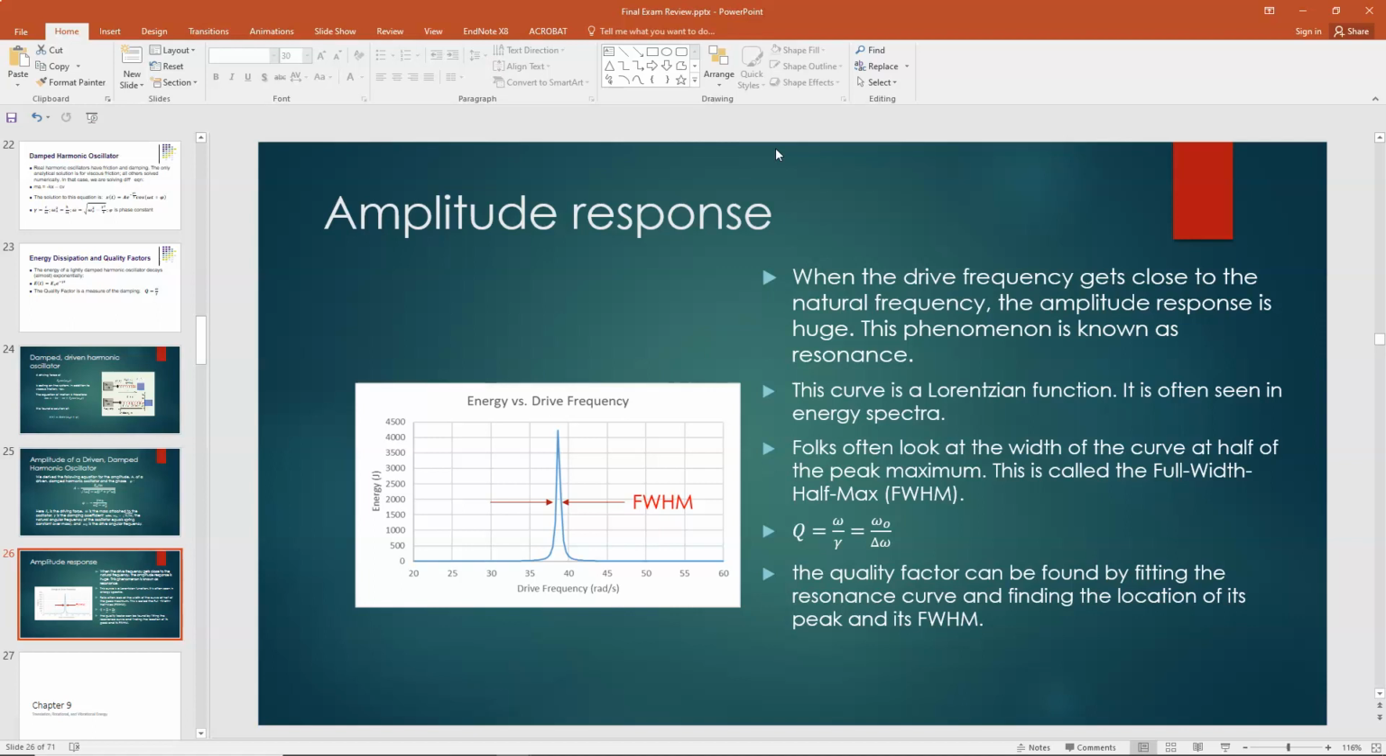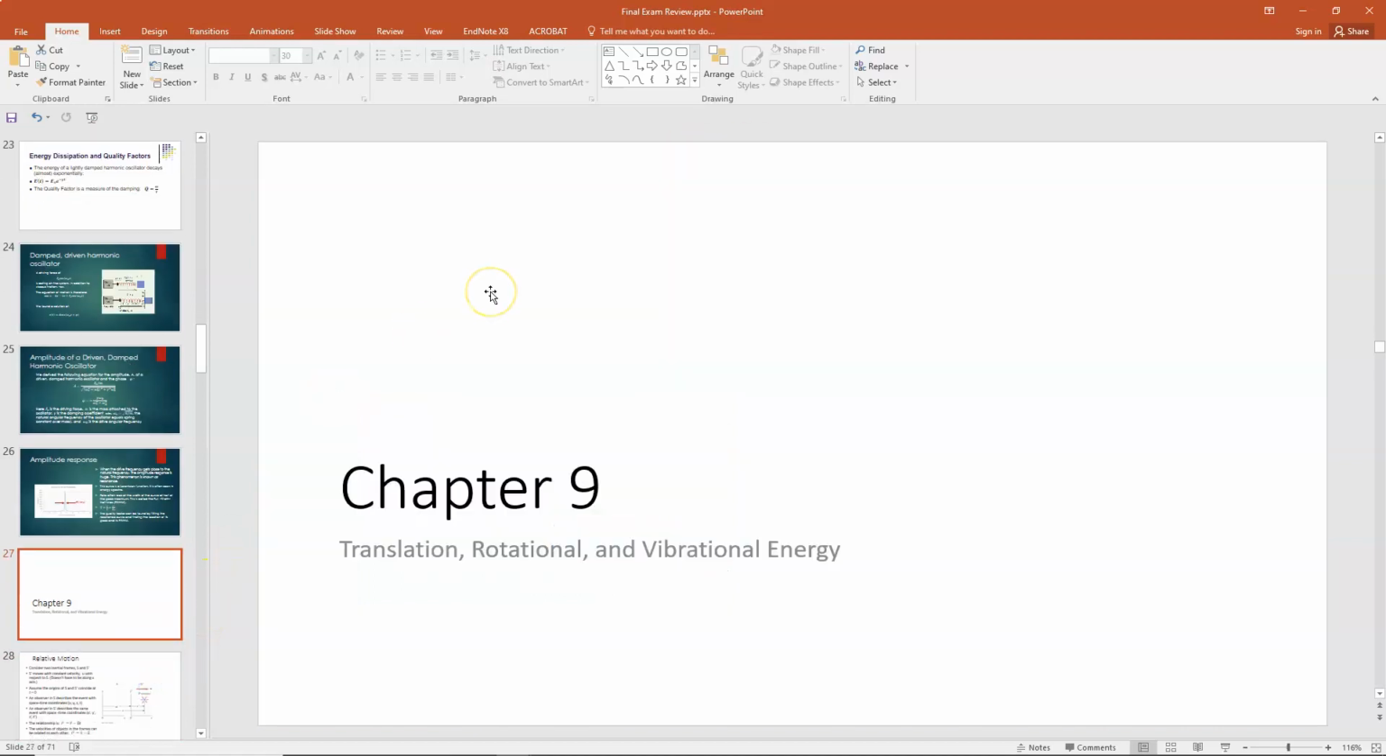And you can find the quality factor by measuring the full width half max. The quality factor, which is omega over gamma, will be equal to omega, which is close to omega naught for a lightly damped oscillator near the drive, omega naught over delta omega, where delta omega is the width of the curve at full width half max. Okay? So, that was chapter 7.